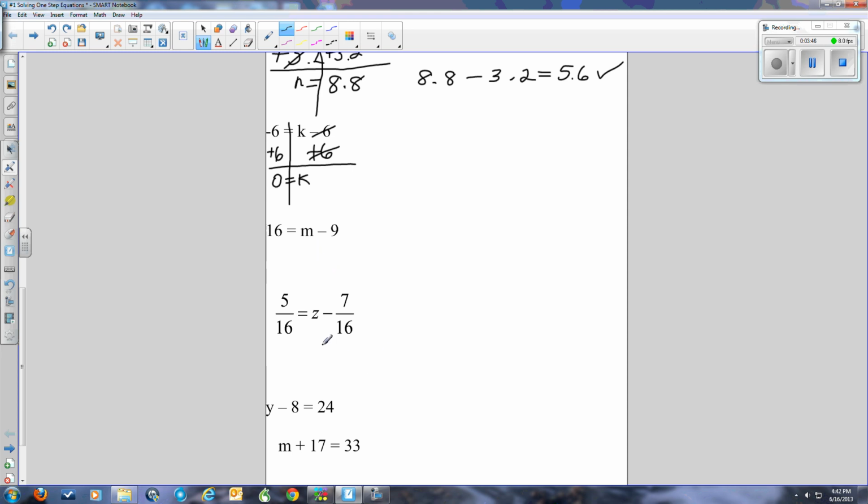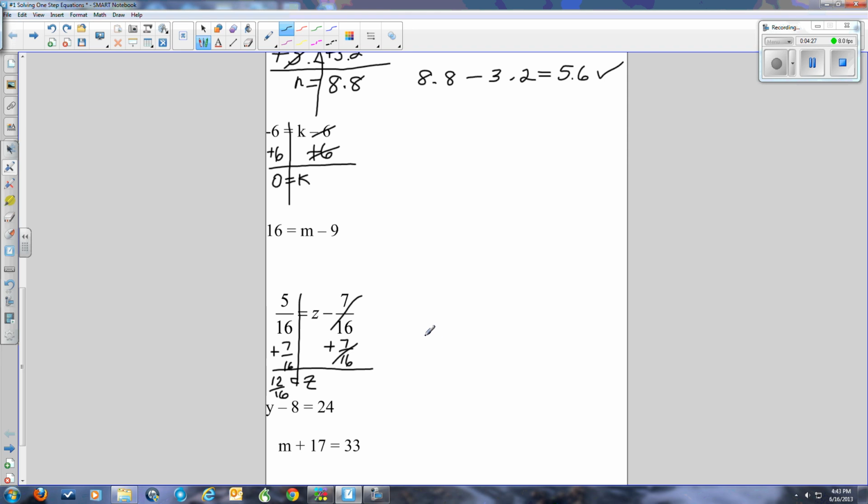Let's go down to this one here. We have 5/16 equals z minus 7/16. Don't let the fractions intimidate you. Let's add 7/16 to each side in order to get z alone. So the negative 7/16 and the positive 7/16 cancel out. And we're left with 5/16 plus 7/16 gives you 12/16. Remember, when the denominators are the same, you keep them.